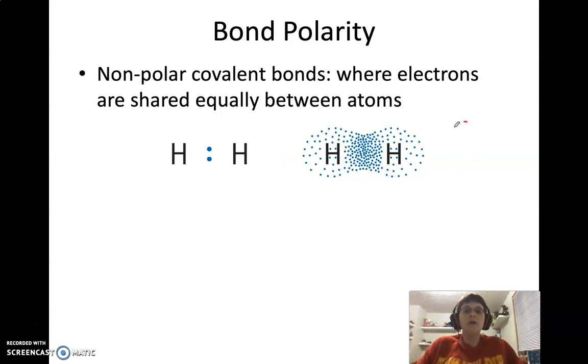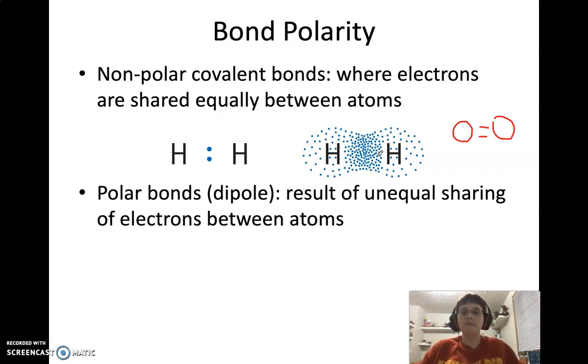Another one would be something like oxygen. So the electrons are going to be shared equally between these guys. The electrons are just going to go back and forth, and you don't end up with any sort of charge on the molecule because those are going to be equally distributed.